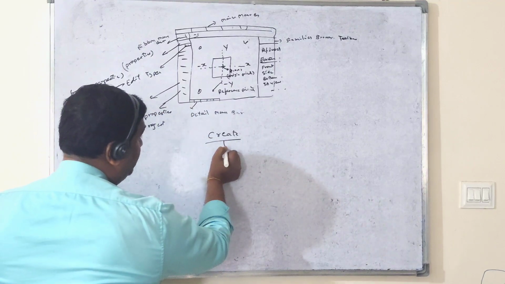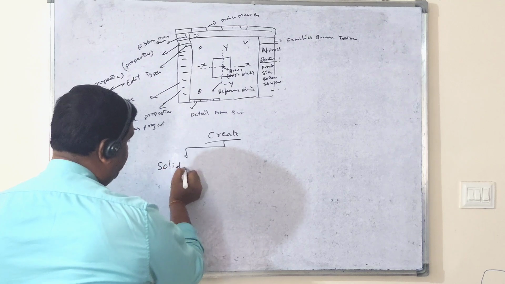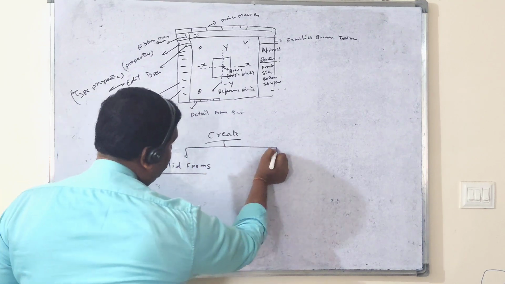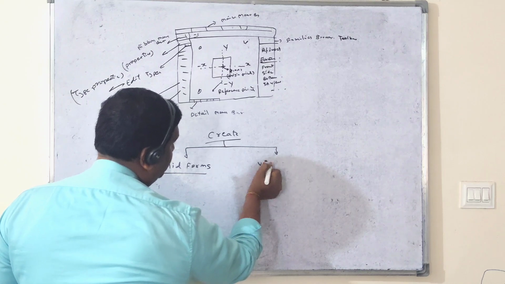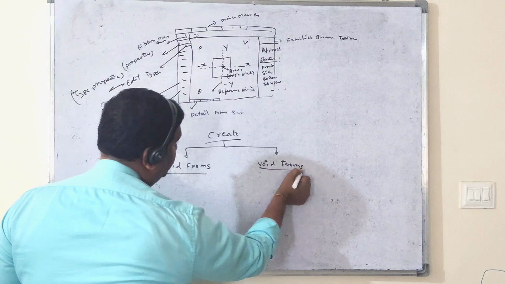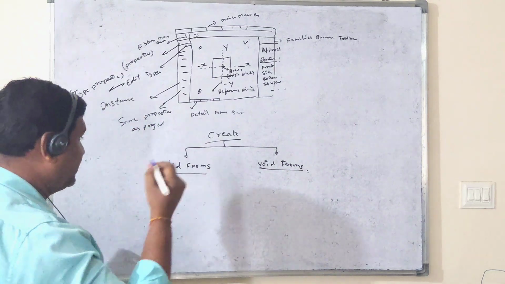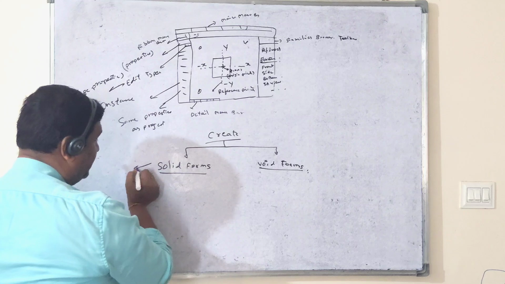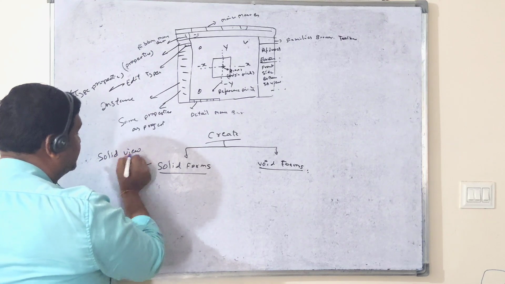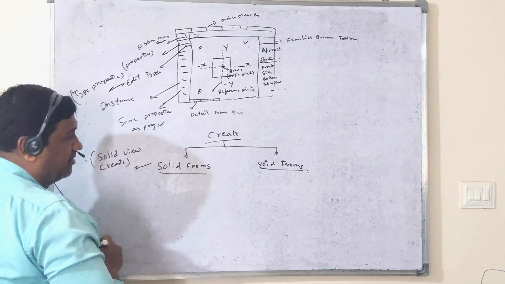In creation, there will be two types of tools. One is the solid forms tool, and another is the white forms tool. There will be two types of creation in this menu: solid forms and white forms. What is solid form? Solid form is nothing but a solid view. Solid view creation is going to be created with the help of solid forms.